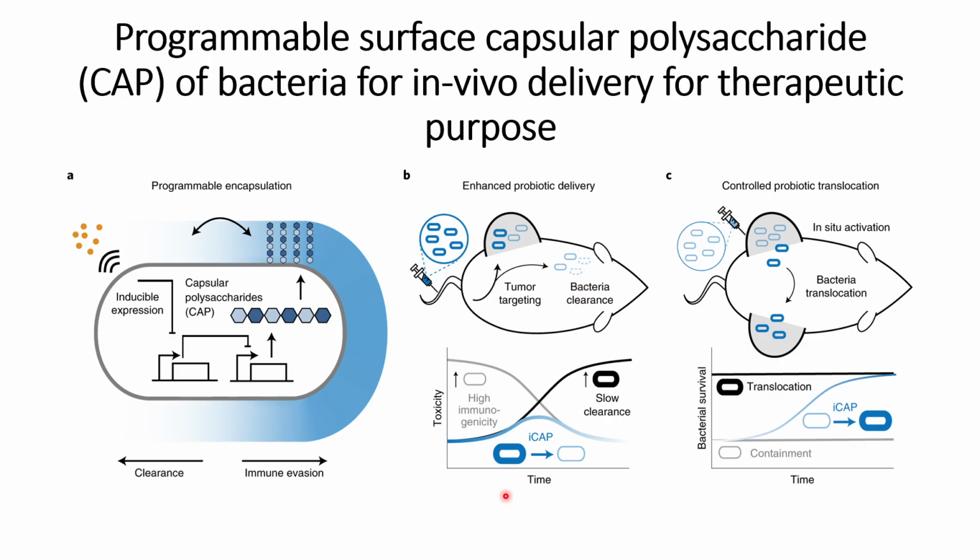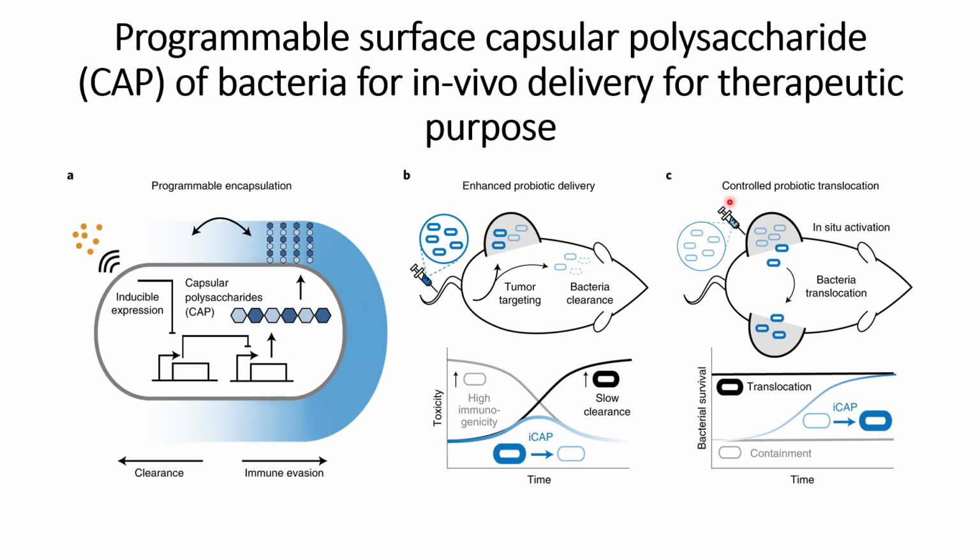And how this will work based on the toxicity is shown in the bottom side of panel B, where we can see that the bacteria with the thick cap has low toxicity, and they will lead to the slow clearance, whereas the bacteria with the thin cap has the high toxicity, and they are prone to high immunogenicity, and they will be cleared in a short duration of time.